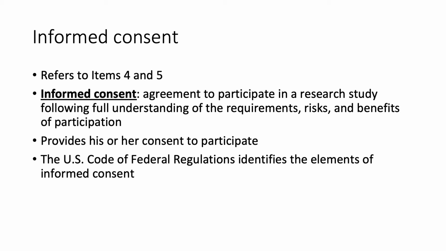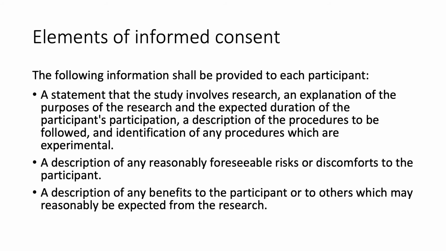The U.S. Code of Federal Regulations identifies the elements of informed consent, which we will go over in the next few slides. Here are some of the elements of informed consent, which provide the participant with certain information. One is a statement that the study involves research, an explanation of the purposes of the research and the expected duration of the participant's participation, a description of the procedures to be followed, and identification of any procedures which are experimental.